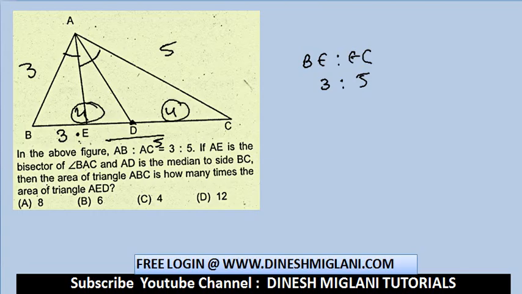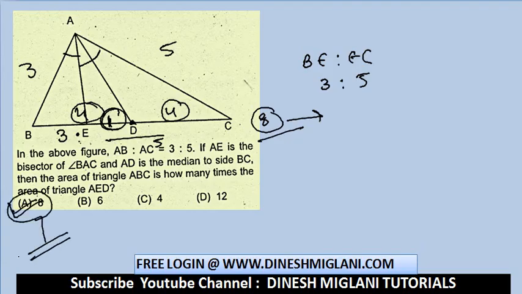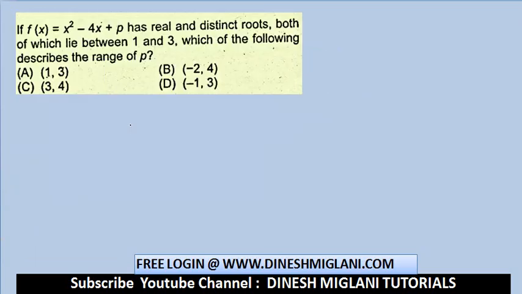Question is, then area of the triangle ABC is how many times area of the triangle AED? It means ED must be 1. So ABC total is 8, height is same. So base of the triangle ABC, that is BC, is 8 times of ED. So if heights are same, area will be in the same ratio of the base. So hence answer to my question is A, that is 8 times.